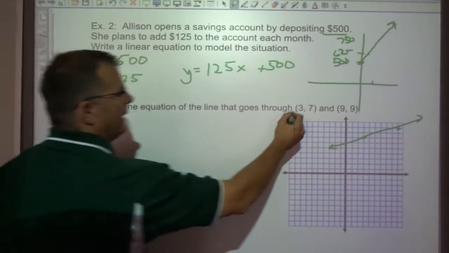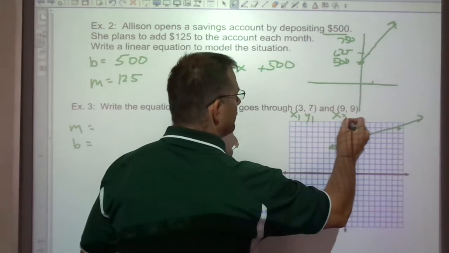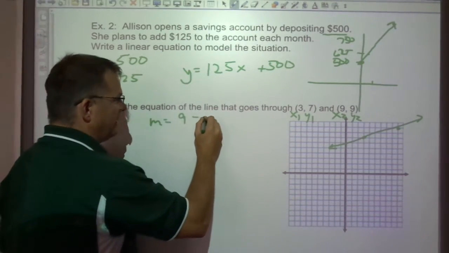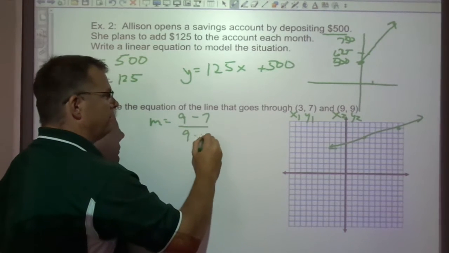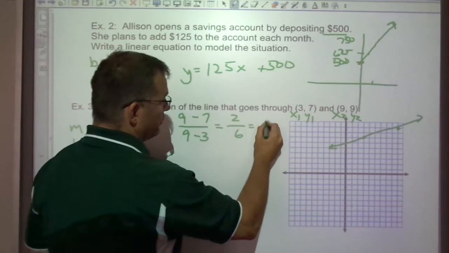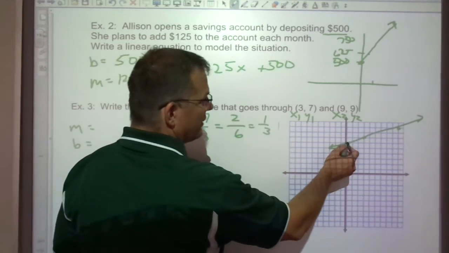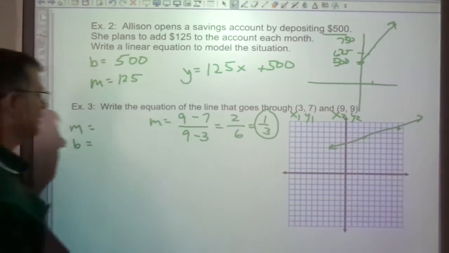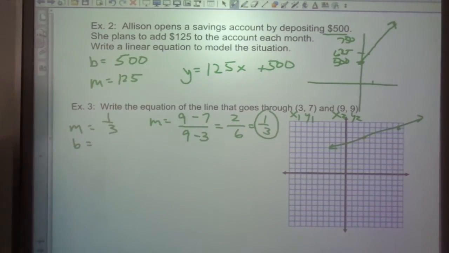That is x1, y1, x2, y2. The slope formula says y2 minus y1 over x2 minus x1, which is going to be 2 over 6, which is 1 over 3. Does that match? Going up 1 over 3, up 1 over 3 looks pretty good. So the slope is 1/3.